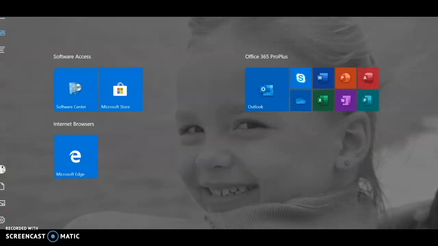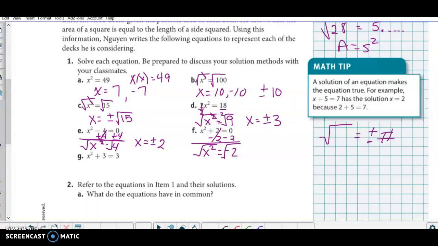So when we go to this, there are no real solutions, because you cannot take the square root of a negative number. You just can't do it.